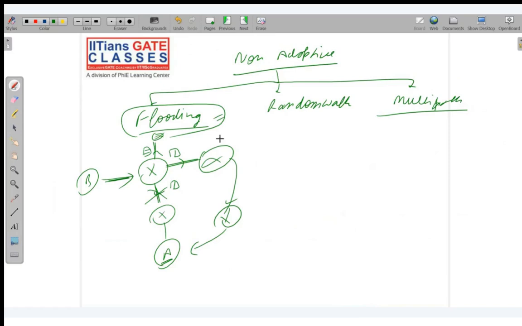Okay, this is all about flooding. Next is random walk. Random walk, as the name says, randomly you will walk. So it is a non-adaptive version of hot potato. Hot potato was adaptive, na? So this is non-adaptive, a non-adaptive version of hot potato.